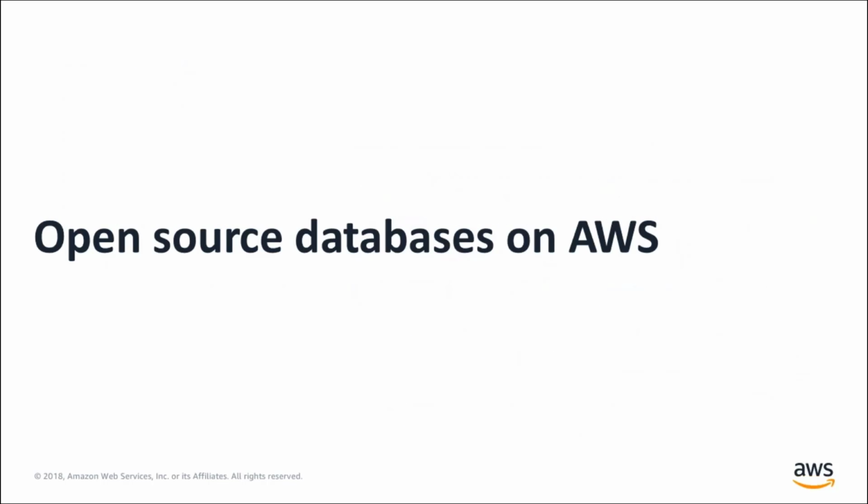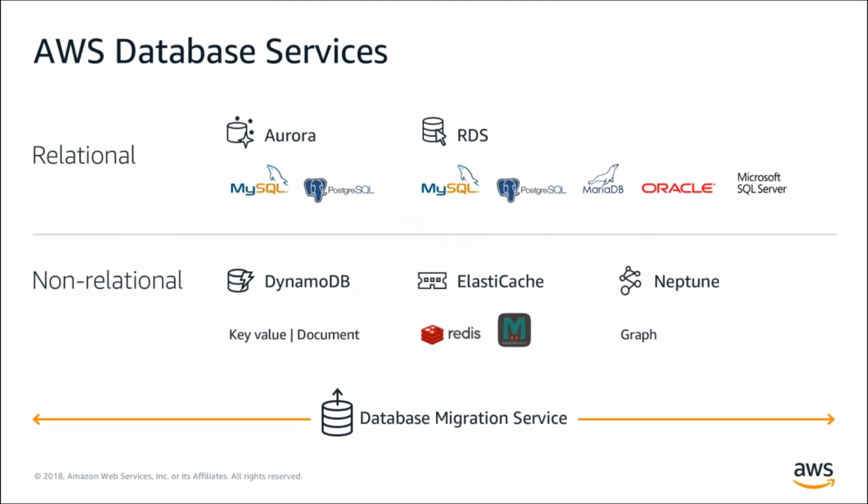Let's now look at open source databases on AWS. AWS provides database services for relational databases as well as non-relational databases. On the relational side, we have Amazon RDS, the Relational Database Service, and also Amazon Aurora, which is an optimized service to give you enterprise features on top of the compatibility of an open source database. On the non-relational side, we have DynamoDB, ElastiCache, and Neptune, in areas like document store, cache, and graph database.